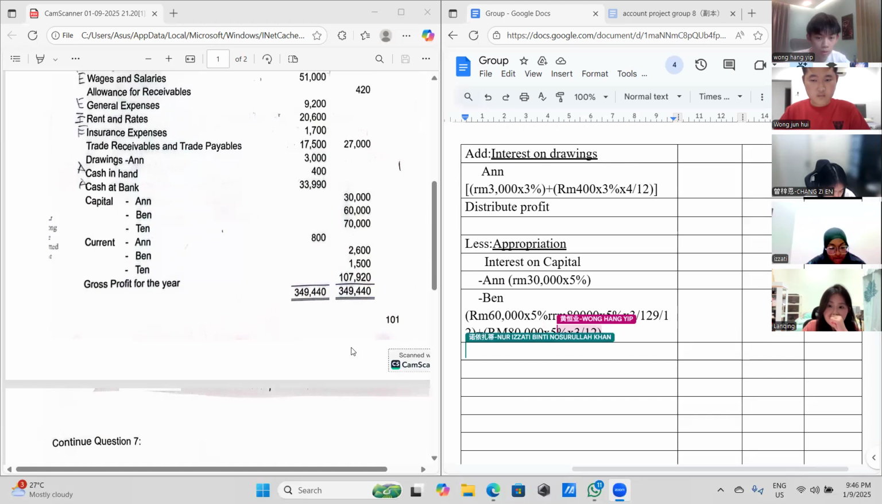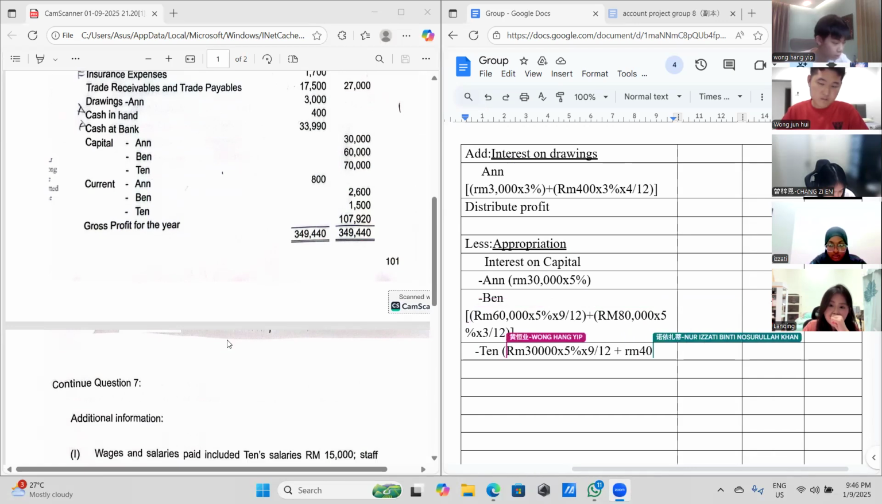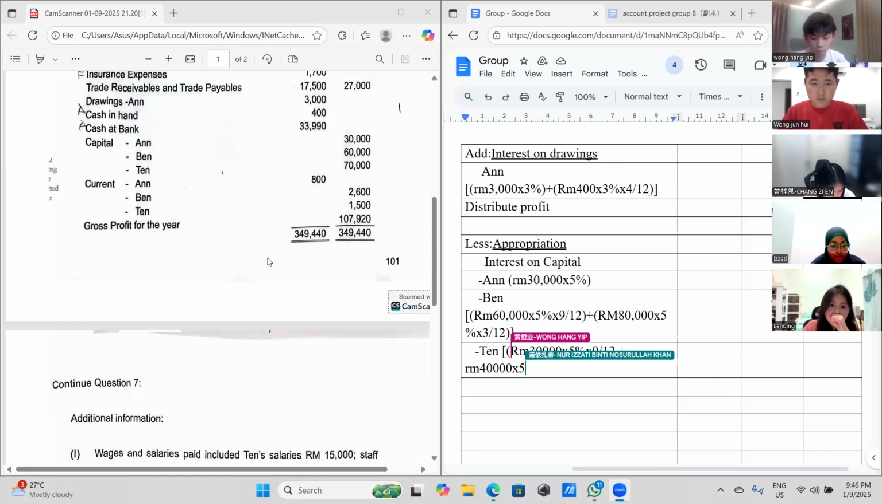So then we have to add on Ten as well, which is RM 30,000 multiplied with another 5% and multiply with another 9 by 12. And we have to add on another RM 40,000 multiply with another 5% as well and multiply with another 3 by 12. And after this, we will be getting 3125.